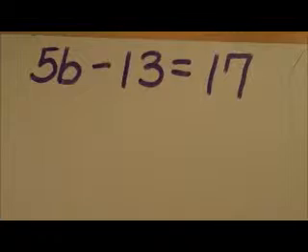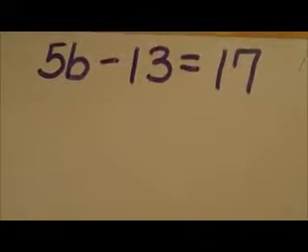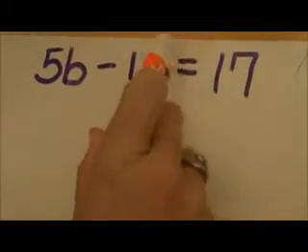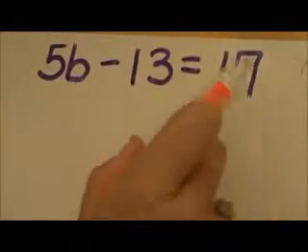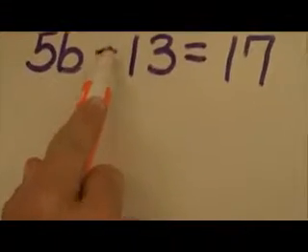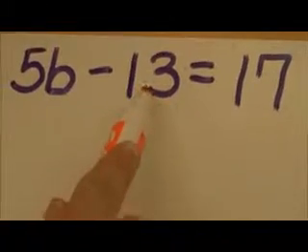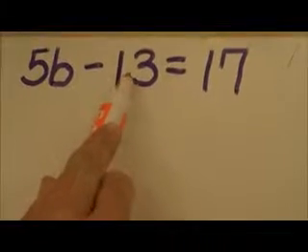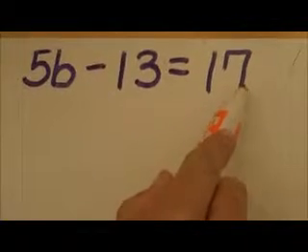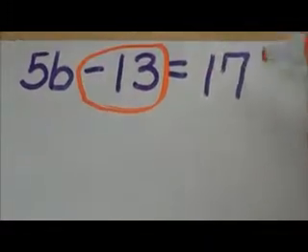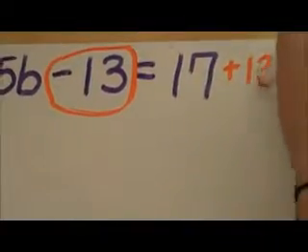So 5b minus 13 equals 17. Since my b is already over here on the left of the equal sign, I'm going to try and get rid of this 13 and move it to the right side of the equal sign. But as you can see, I have a minus or a negative 13. And again, just like inverse operations, think the opposite. So when we move this negative 13 over to the right-hand side, we're actually going to do the opposite by adding it to the 17. So I'm going to take my negative 13 and I'm going to add it to my 17.